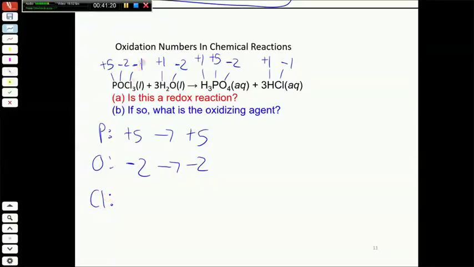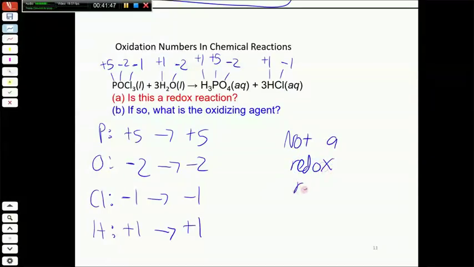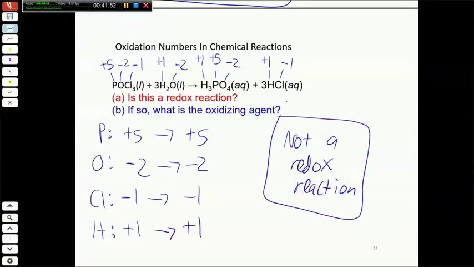Chlorine starts at -1 on the reactant side in POCl3. It's also -1 as a product in HCl. So no change there. And then hydrogen appears in a few different places, but it's always +1. +1 in H2O on the reactant side. And in the product side, it appears in both of these acids, and it's also +1. So none of these oxidation numbers are changing, which means that this is not a redox reaction. So whoever said that this looks like an acid-base reaction was actually correct. It's not obvious that that's the case. It doesn't look like the ones that we talked about last time, but this is in fact an acid-base reaction. It's just a slightly different category than what we're used to.